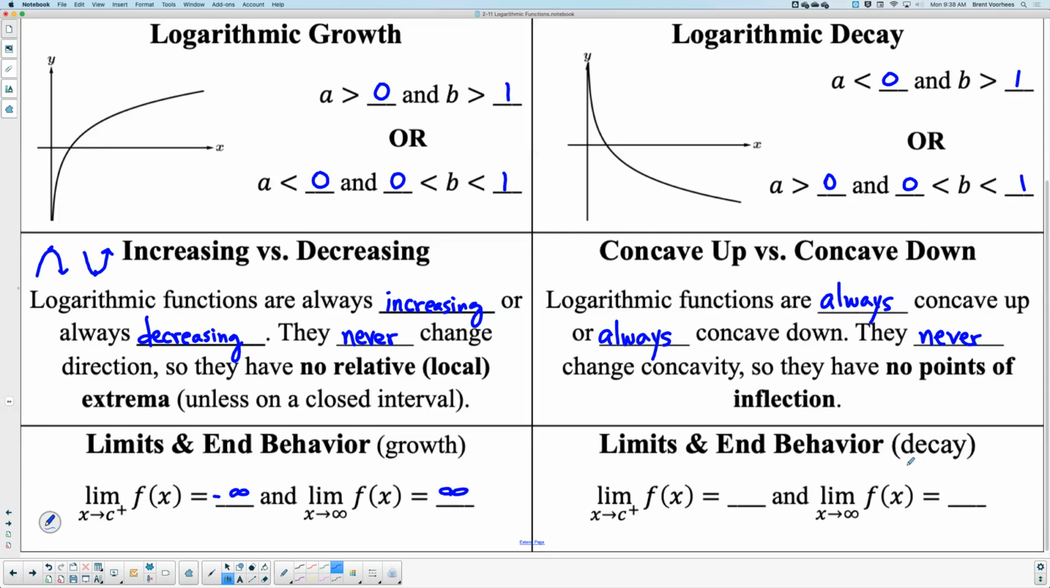So what's going to be different if it's decay? Well, what happens as we approach this C value, the asymptote? They're going to increase. The graph's going to rise. And then what's going to happen as we go to the right? Decrease. It's going to fall. Whoops, I didn't do that right. Negative infinity. There we go.